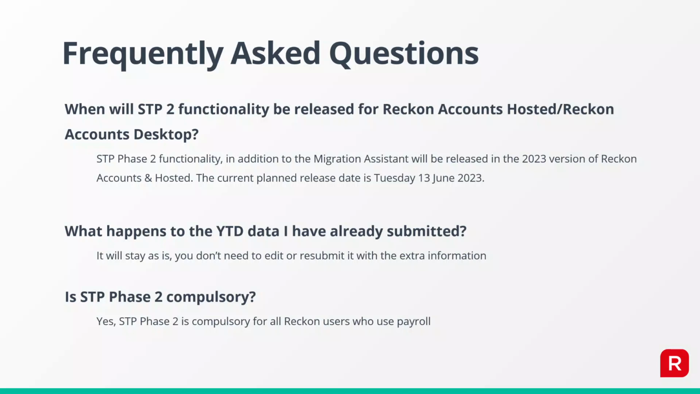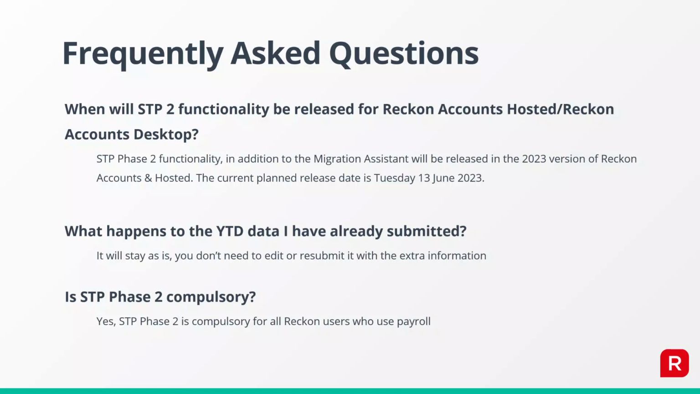Okay, let's move over to some frequently asked questions. First up, when will STP Phase 2 functionality be released for Reckon Accounts Hosted and Reckon Accounts Desktop? So STP Phase 2 functionality, in addition to the Migration Assistant, will be released in the 2023 version of Reckon Accounts and Hosted, and the current planned release date is Tuesday, the 13th of June. What happens to the year-to-date data that I've already submitted? It will remain as it is, so you don't need to edit or resubmit it with extra information.